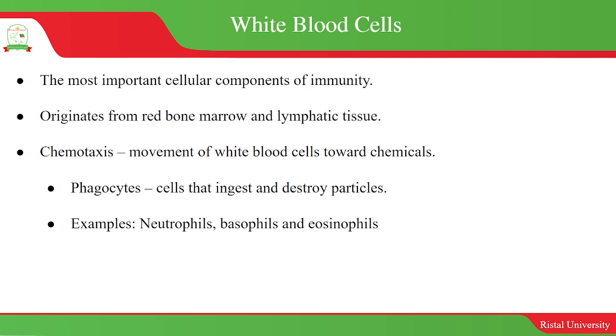So we have white blood cells such as the neutrophils, basophils, and eosinophils being phagocytic in nature. That means that they can carry out what we call phagocytosis. So we can refer to neutrophils, basophils, and eosinophils as phagocytes.